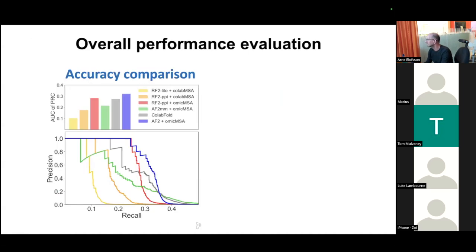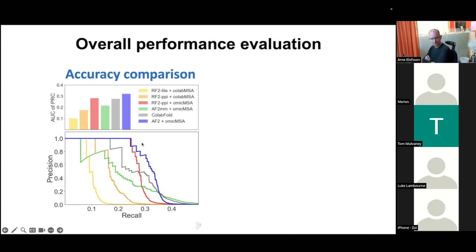Overall, let's put all of this together. We have omic MSA, and we have a newer version of RoseTTAFold that's tailored for PPI prediction, and we were able to improve significantly over our previous tool. This combines both omic MSA and our new tool. This is the precision versus recall curve you can get. It is better than if you just use ColabFold, and this improvement is important because our tool is 20 times faster. Nevertheless, our omic MSA can improve RoseTTAFold, and it can also improve AlphaFold.